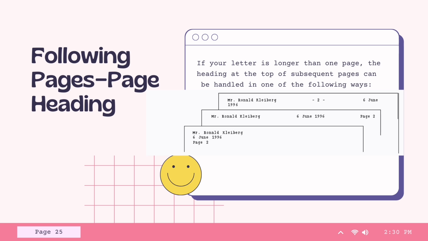In one line, write your name, the page number, with or without the word page, and then the date. Or you can write the date first before the page number. Or if you want everything to be in the left, you can do so.